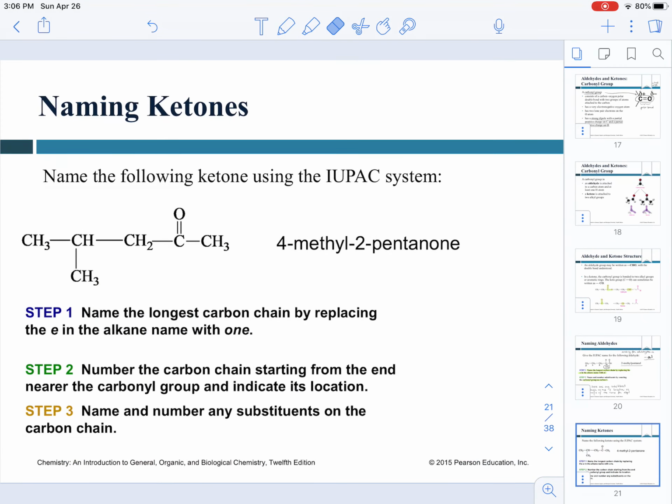Let's now go over how to name ketones. When it comes to ketones, we are going to first name the longest carbon chain by replacing the E in the alkane name with one. So again, the ending for ketones is one.